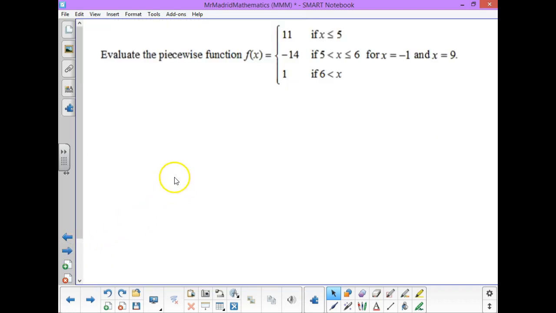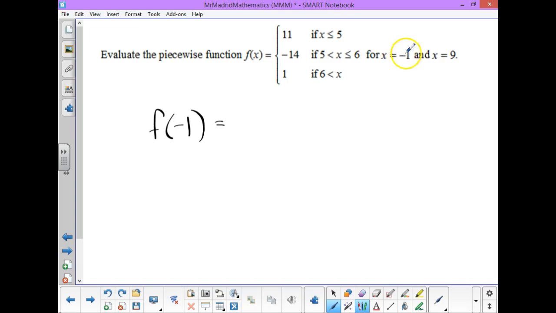Okay, this next one, evaluate the piecewise function. And again, here's 3 pieces. This applies when x is less than or equal to 5. This one applies when x is greater than 5 and less than or equal to 6. And this one applies when you've got what? x is greater than 6. Alright, so evaluate f of -1 equals what?